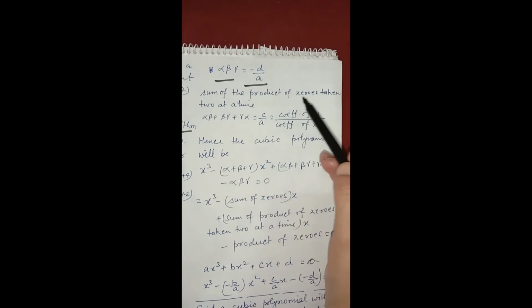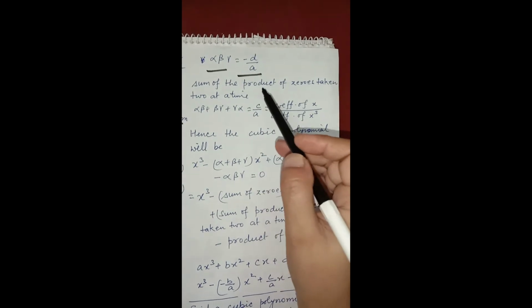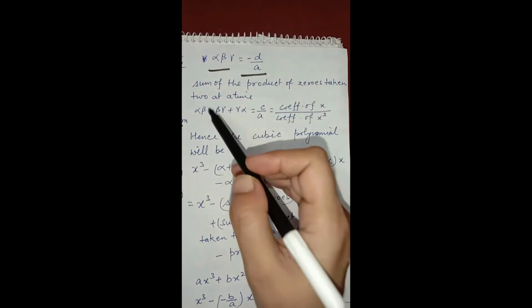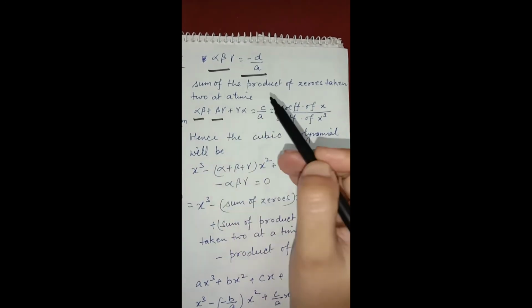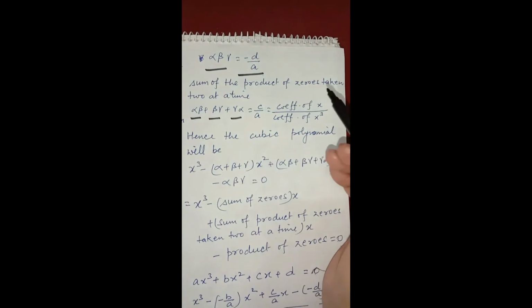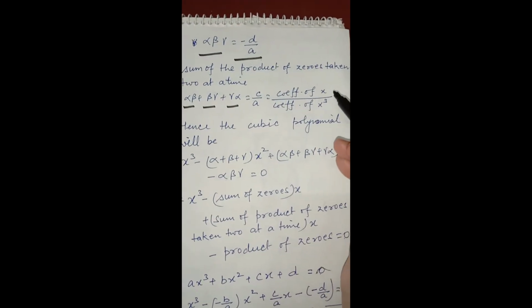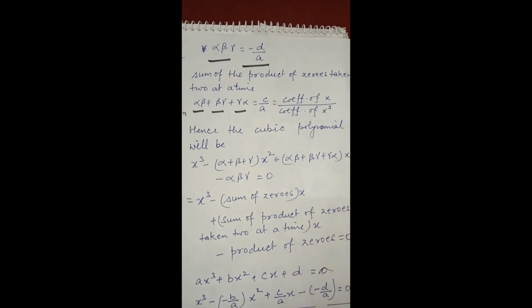Sum of the product of zeros taken 2 at a time: alpha into beta plus beta into gamma plus gamma into alpha equals c upon a, where c is the coefficient of x upon the coefficient of x cube. Again, you understand this thing?